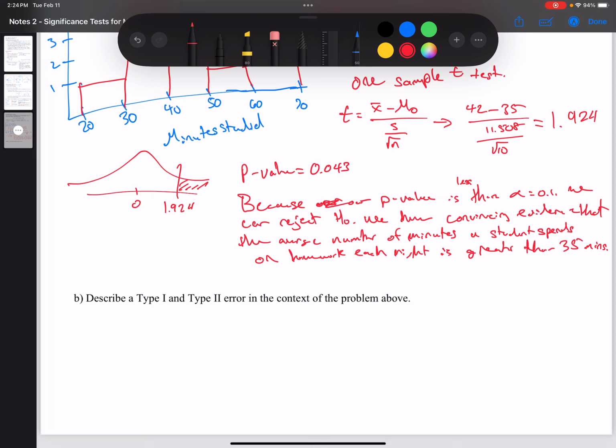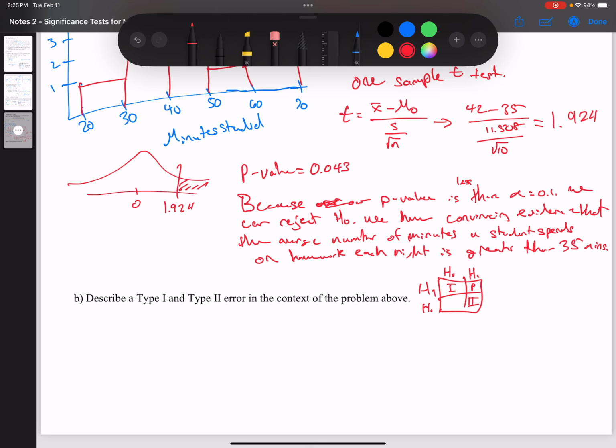All right, so that is the big chunk of this question done, but now part B says to describe a type 1 and type 2 error in the context of the problem above, because again, we haven't talked about error in a while. So we have HA, H0 on this side for our decision, we have H0, HA for the truth on the top. Type 1 is here, this is power, and then type 2 is here.